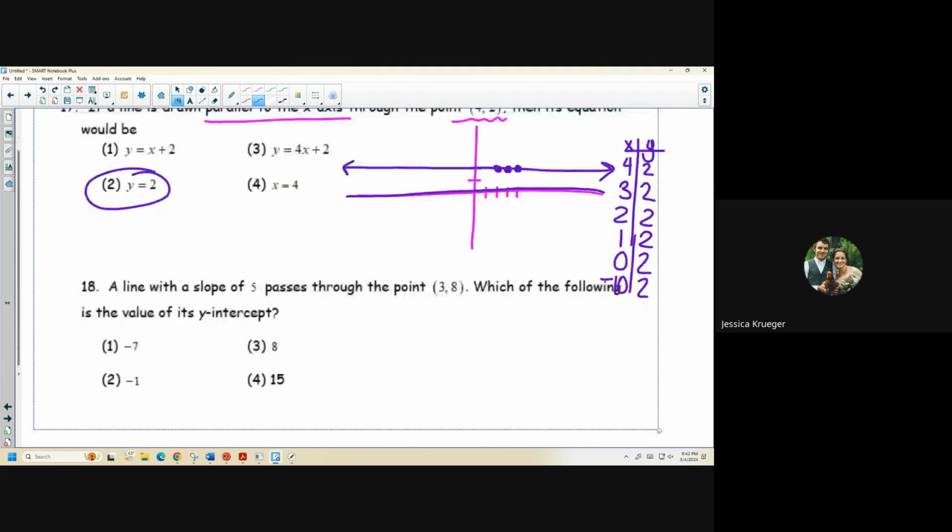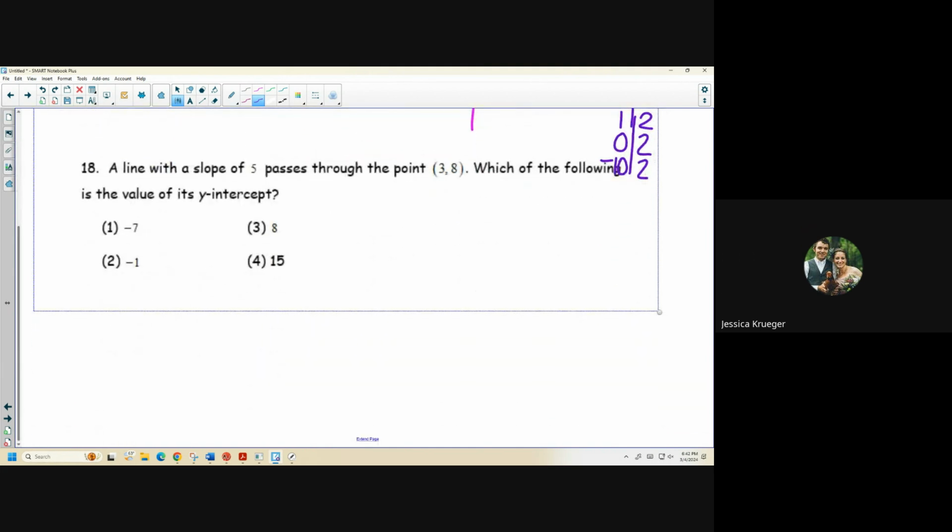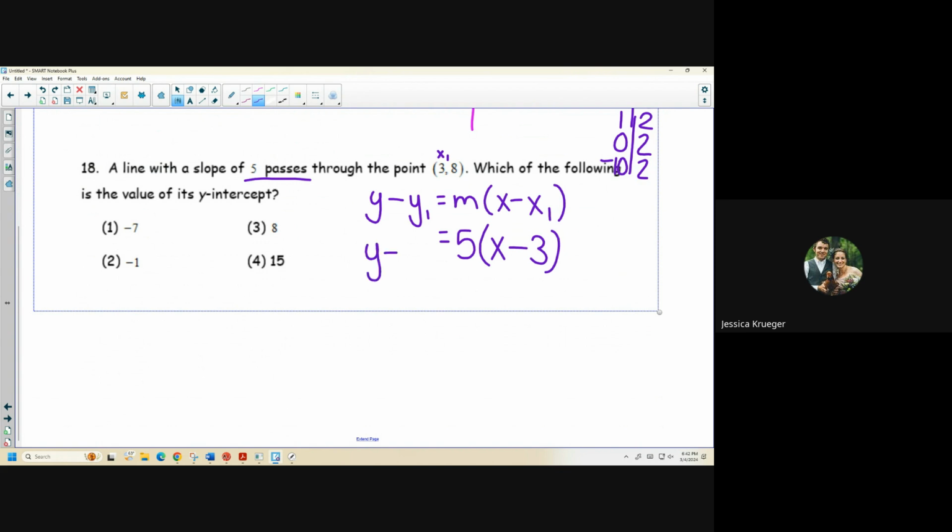Okay, 18. A line with a slope of 5 passes through the point 3, 8. Which of the following is the value of its y-intercept? So I'm given a slope and a point. So I'm going to do y minus y1 equals m times x minus x1. My slope is 5, so I'm going to replace m with 5. X minus x1 is here. It's 3. And then y minus y1 would be 8.